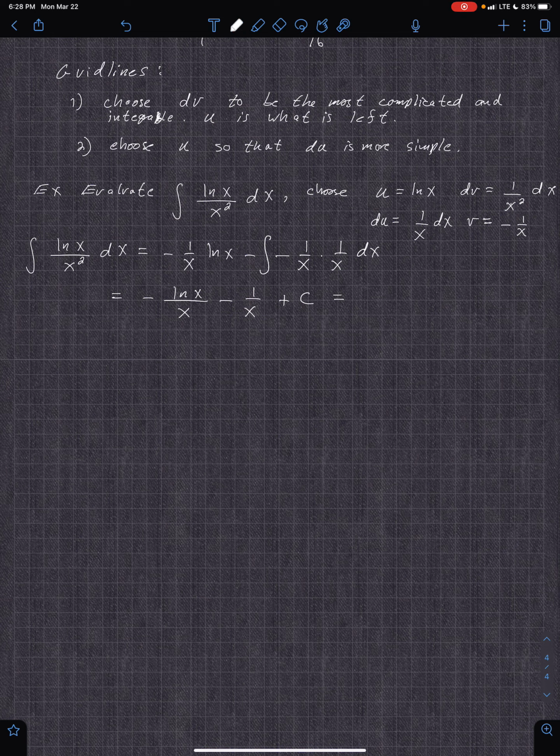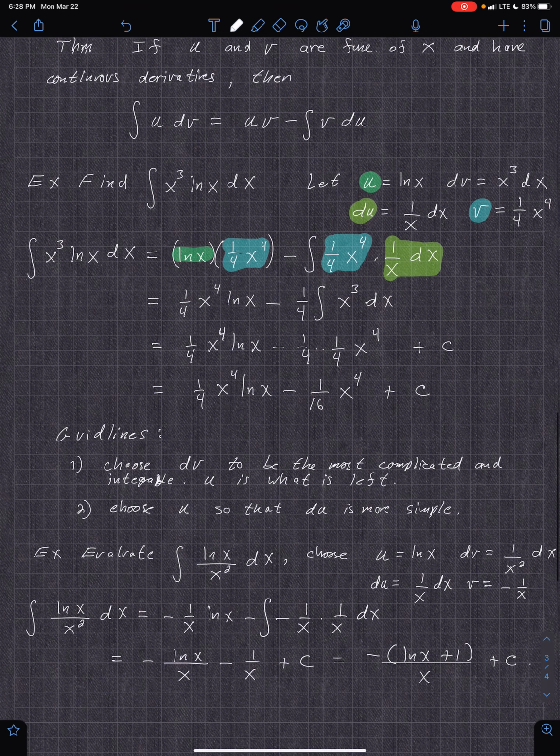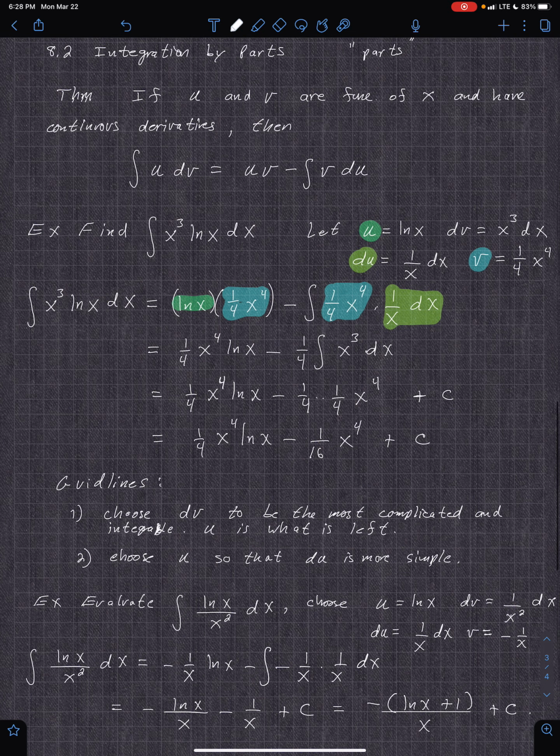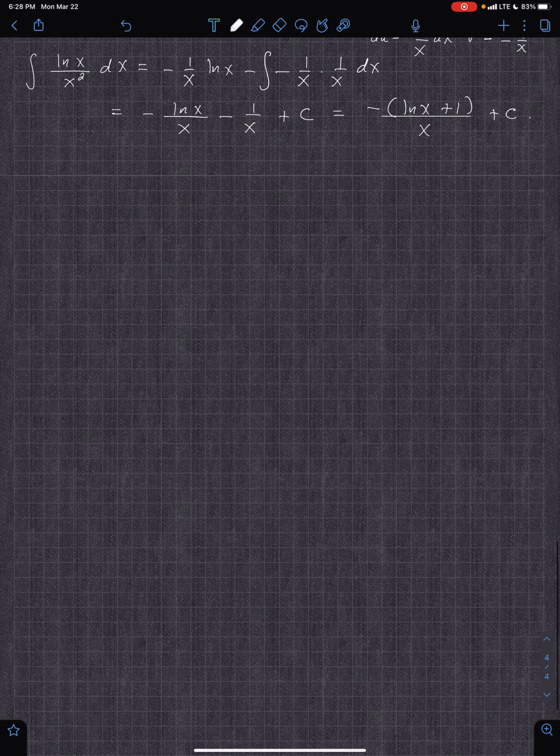All right, so then we can simplify this. Negative ln x plus 1, all over x plus c. Okay, so I won't do a bunch of these in the videos. You should practice these. We can work on them in office hours or whatever is convenient for you, with the problem sessions. But now I want to show you the next situation that may occur.